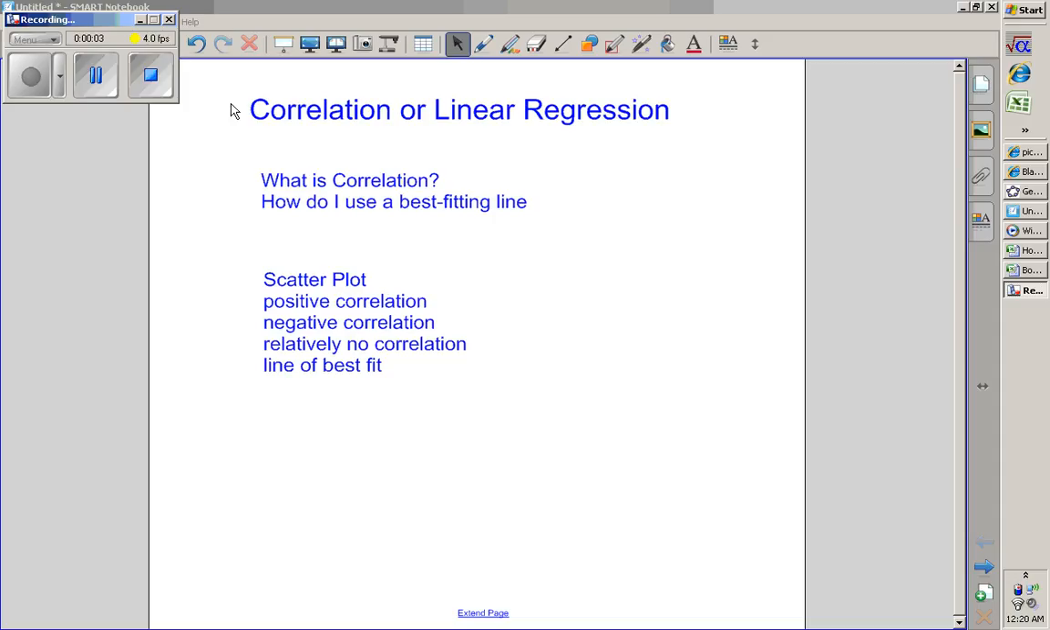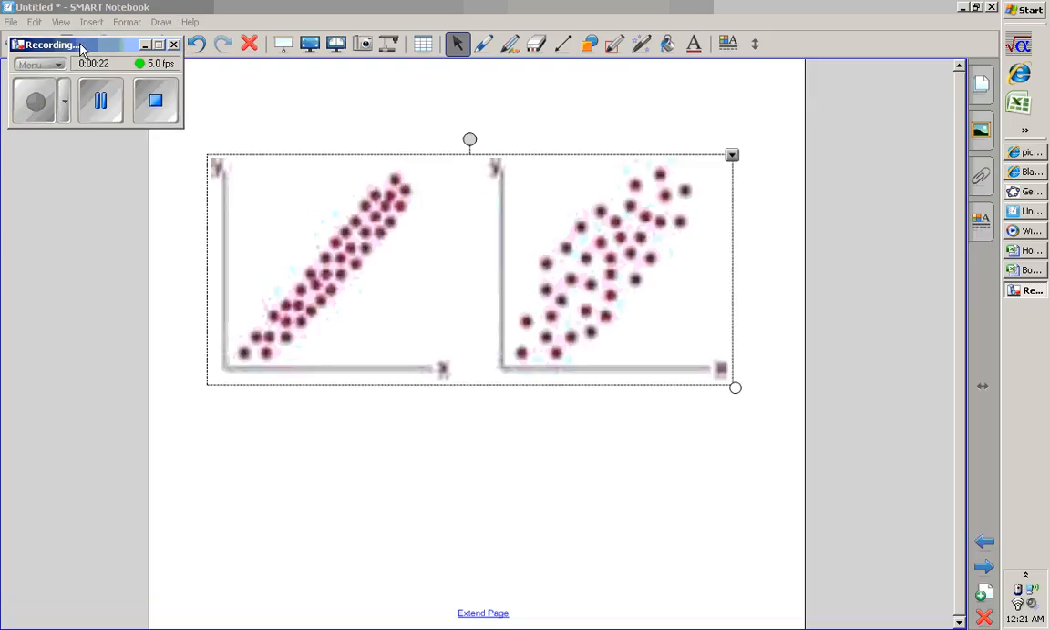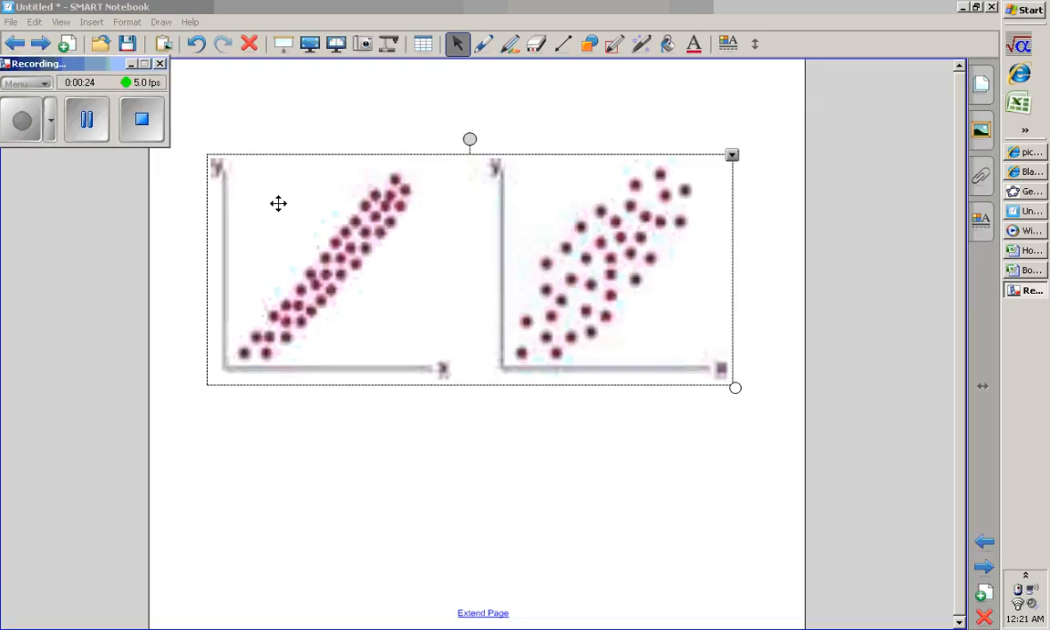Correlation or linear regression. What is correlation and how do I use the best fitting line? Some words that you want to make sure that you understand by the end of the lesson are: what is a scatter plot, what is positive correlation, what is negative correlation, what is relatively no correlation, and what's a line of best fit.